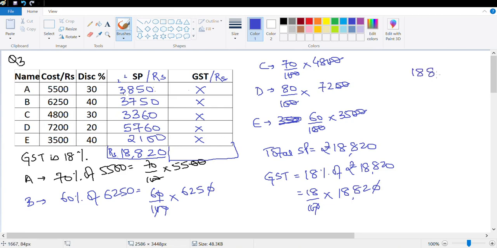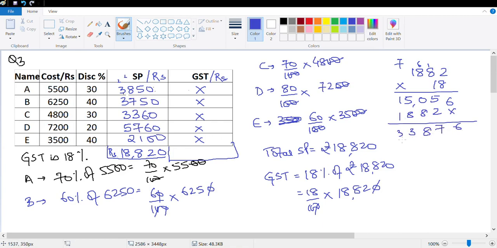So 1882 into 18. 8 into 2, 16. 8 8 is 64 and 1, 65. 8 8 is 64 and 6, 70. 8 1 is 8 and 5. 15056, 18820, 33876. So this is rupees 3387.6. Is there anything wrong in this?